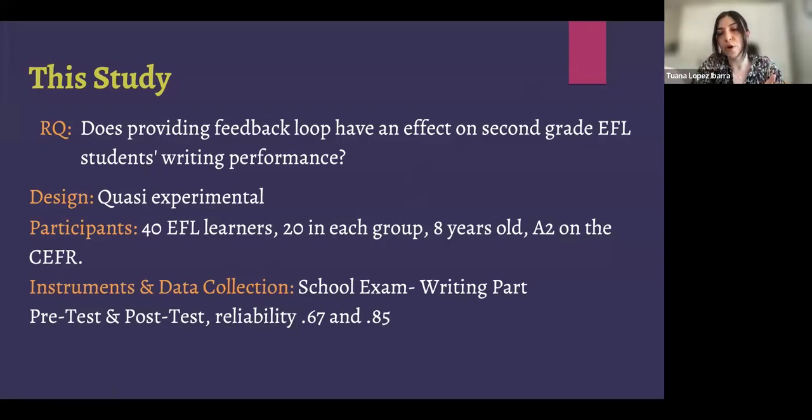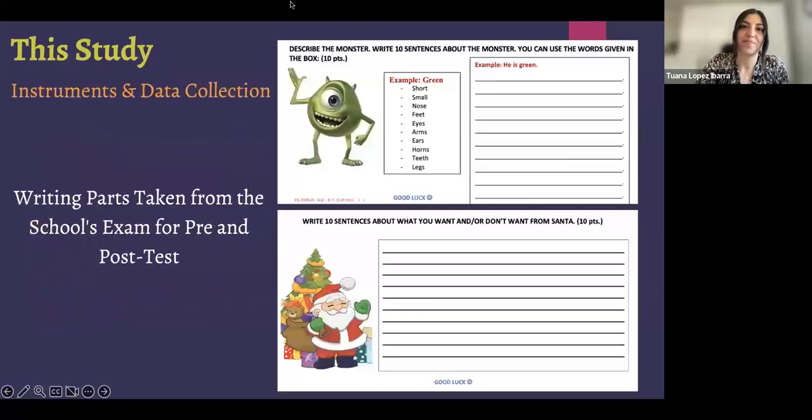And at the end of the academic term, we had another test, and we used the writing part of that test as a post-test. The reliability scores of those tests were also measured, and they showed reliable Cronbach alpha scores, so we were good to use them. And we see the instruments here. This one was the first writing task in the pre-test.